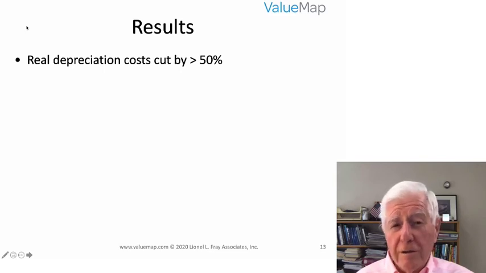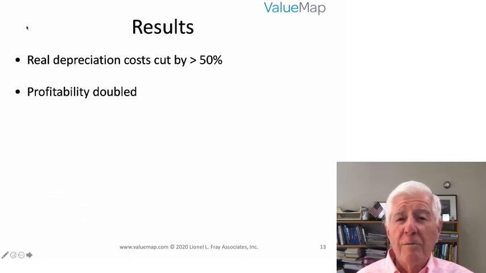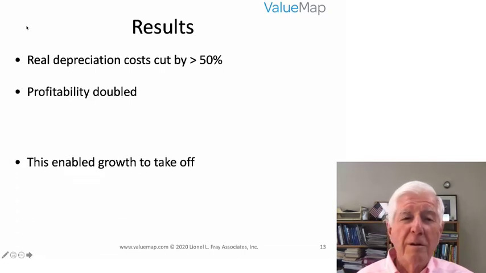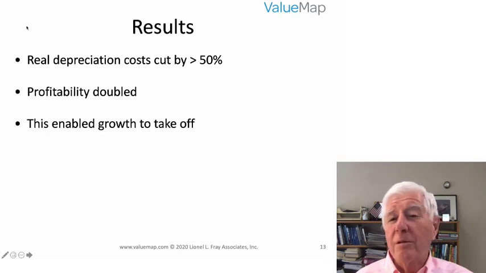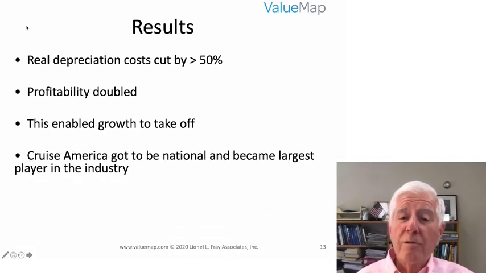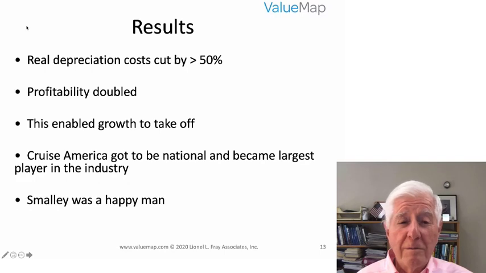What were the results? Well, our depreciation costs were cut by more than 50%. Profitability of the company doubled. This enabled the growth of the company to really take off, and Cruise America got to be national and became the largest player in the industry. So Smalley was a happy man.